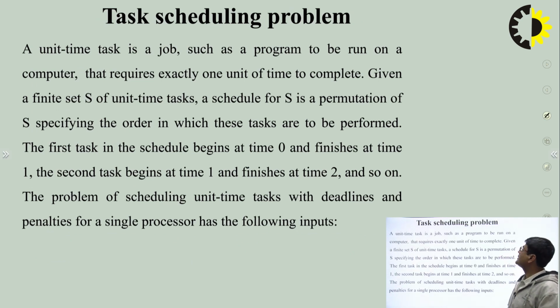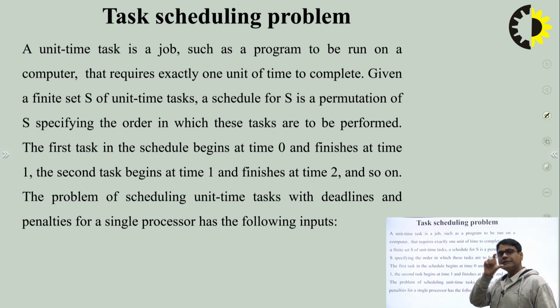Now the second problem is the task scheduling problem. What is the task scheduling problem? We have unit time tasks and we have exactly unit time to complete each task. That means we have unit time available for that, and there is a penalty if you do not execute that task within the time, and a particular time frame is given for executing that task. So that is called the task scheduling problem.